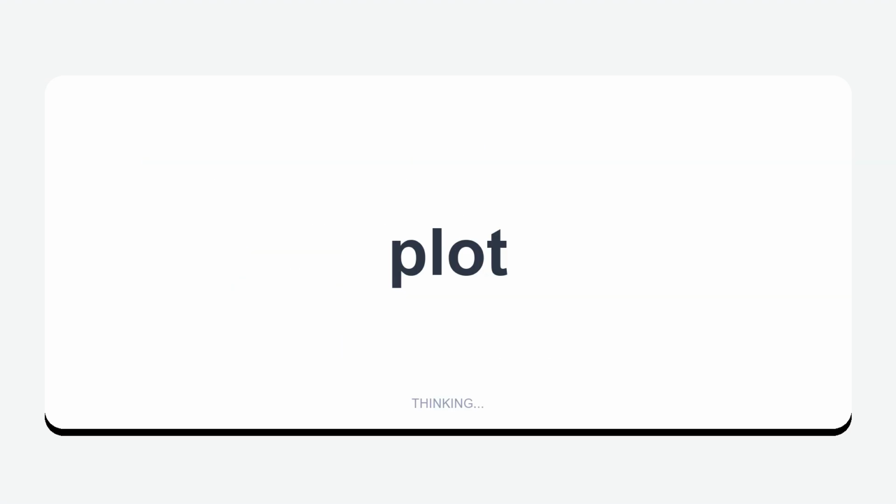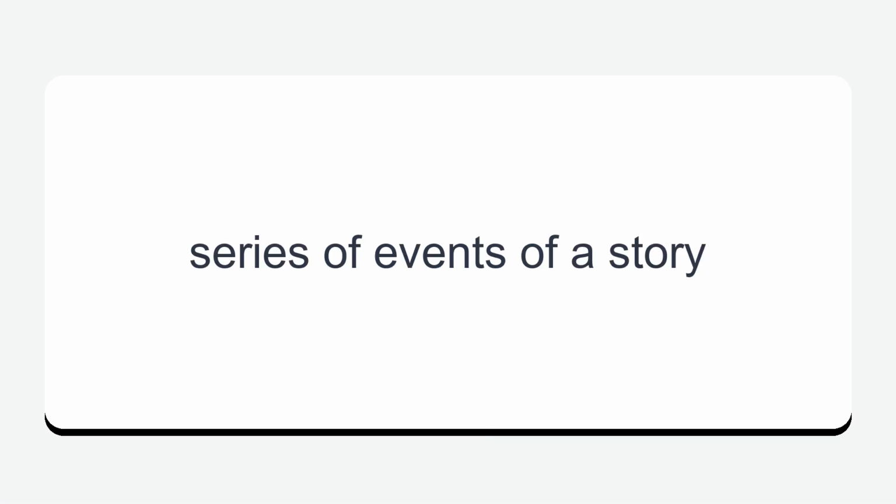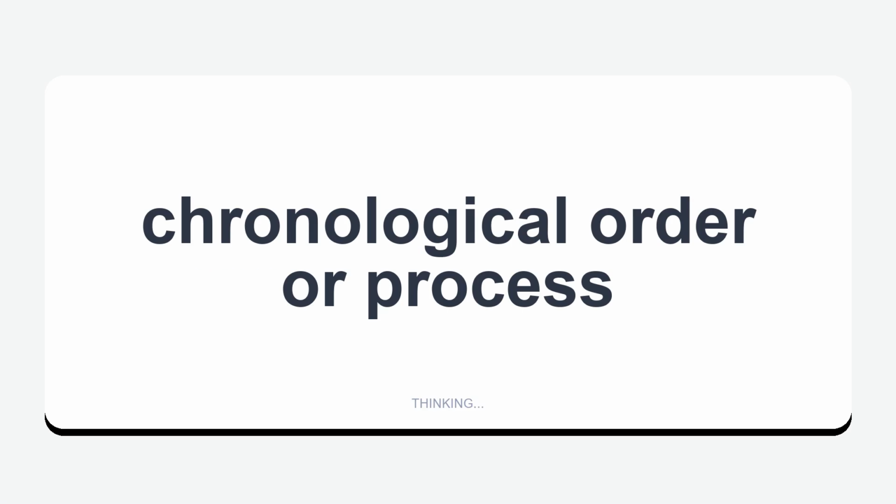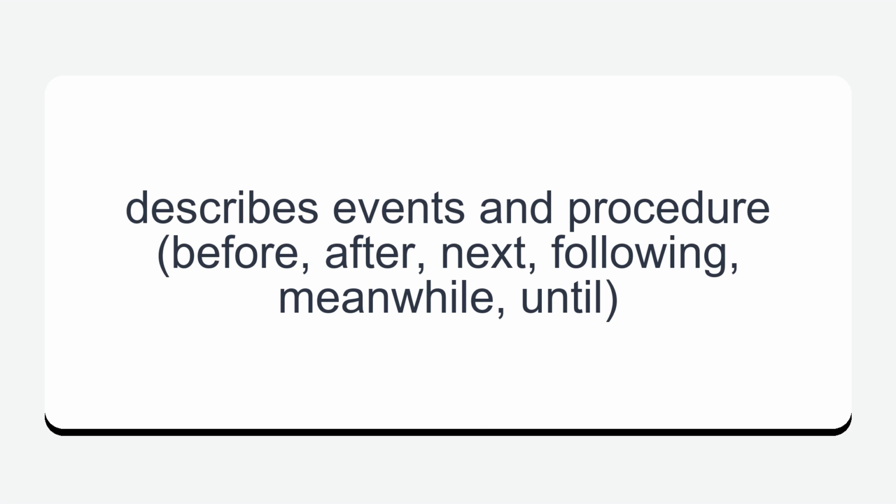Plot: the series of events of a story, in chronological order or process. It describes events and procedure, using words such as before, after, next, following, meanwhile, until.